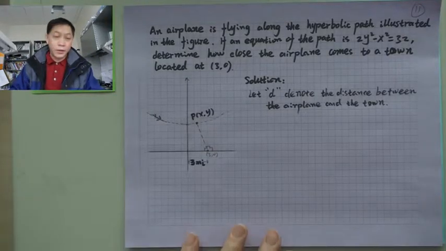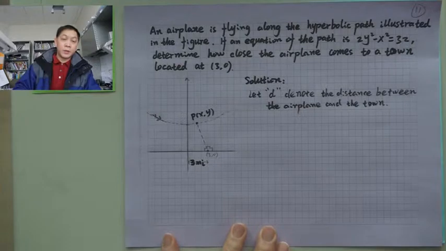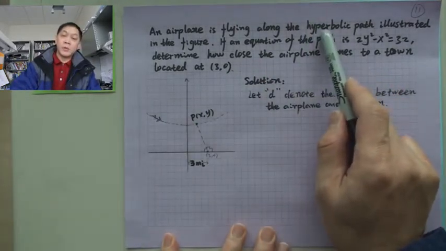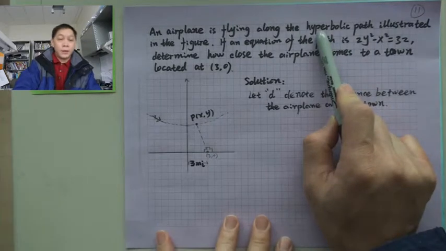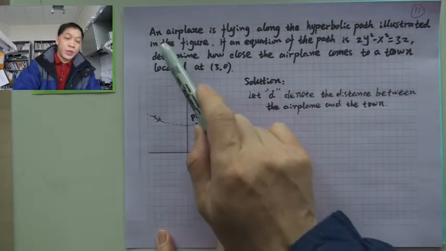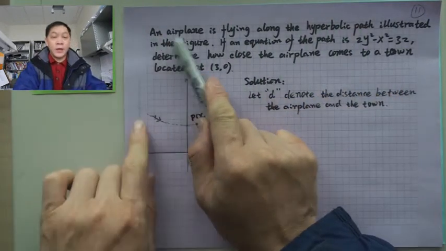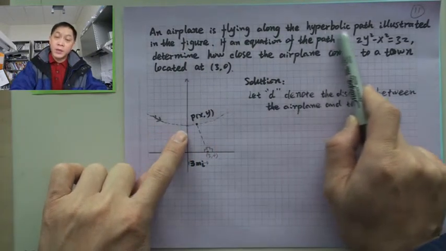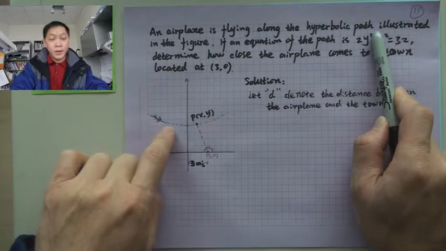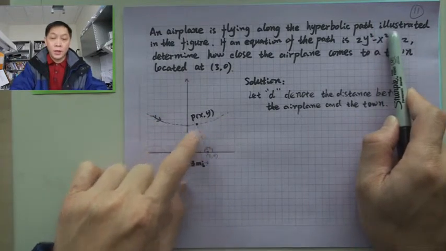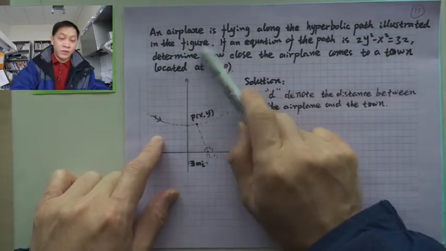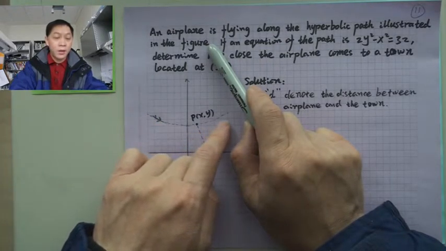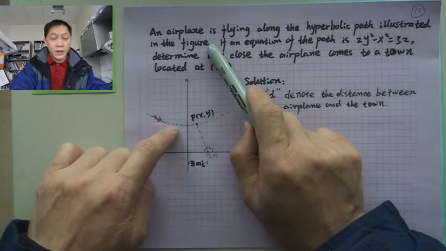In this lecture, we will talk about the application of hyperbolas. This question says that the airplane is flying along the hyperbolic path illustrated in the figure. You can see this is a hyperbolic path. The airplane flies like this.